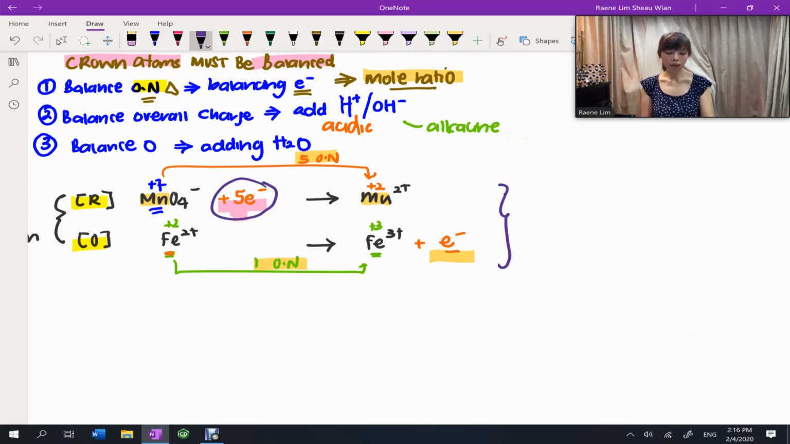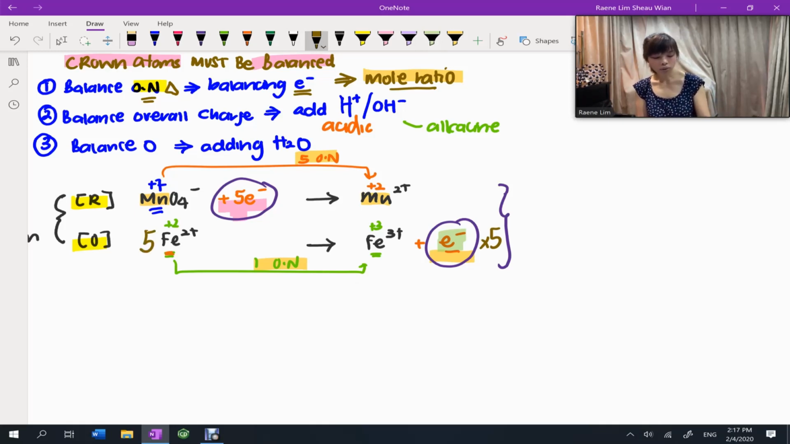Electrons control the mole ratio between the redox species, because a redox reaction is all about electron transfer, and electron transfer leads to an oxidation number increase or decrease for the crown atom. All right, so to make sure that the electron transfer is exactly equal for the reduced and the oxidized species, you need to multiply by 5 the half equation for iron 2+ to iron 3+.